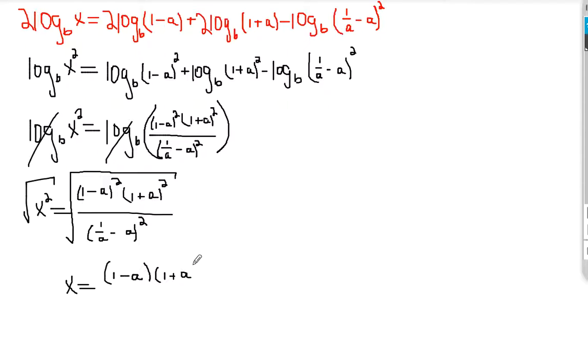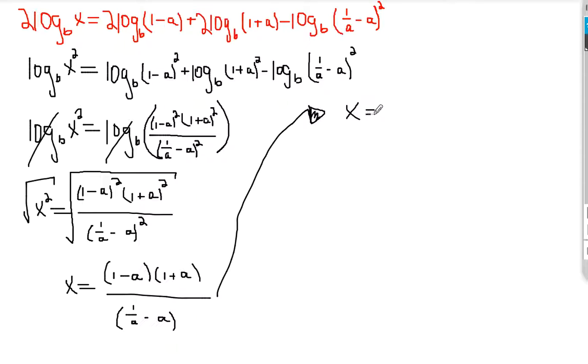Okay, so let's rewrite this here. We just took the square root. So now what I'm going to do is I'm going to FOIL this out, and you may have noticed that this is a difference of squares. So when you FOIL it out, you find that it is equal to 1 minus a squared.